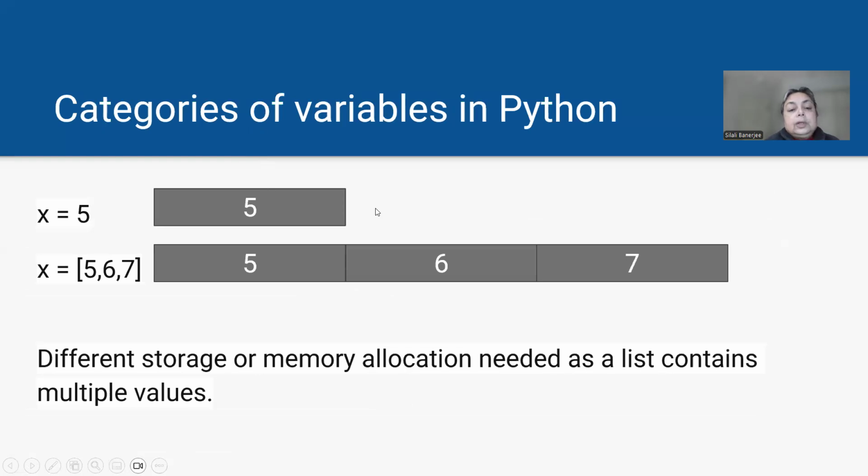Okay, so we can categorize variables in Python in different ways, but this is something we haven't discussed yet, but this is pretty obvious. The amount of space you need for storing just 5 versus the amount of space that you need for storing 3 numbers, 5, 6, 7, a list of numbers. Python actually has a data type called list. So it'll need different kinds of memory allocation.